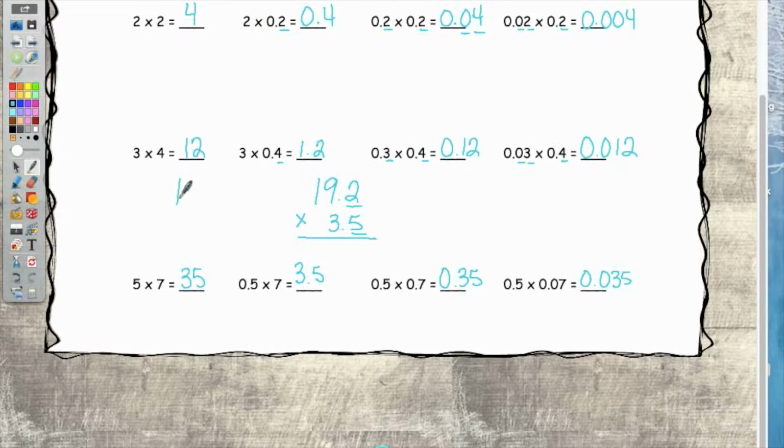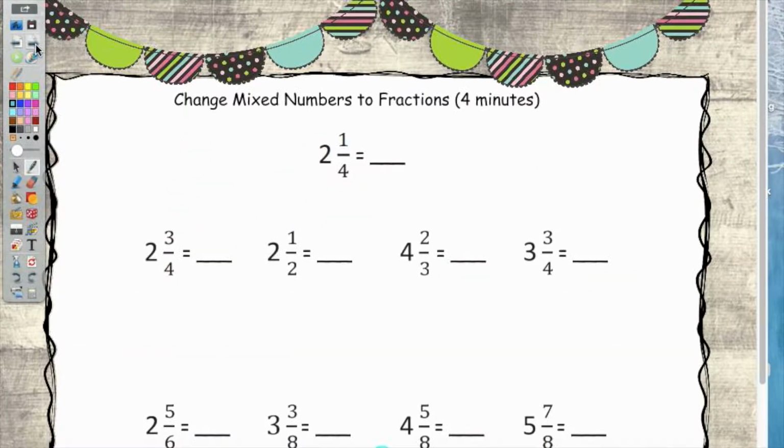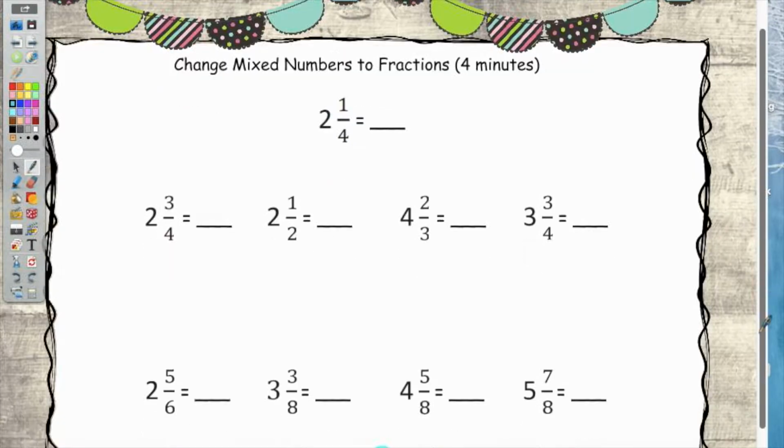What about this one? What if I had 1 and 92 hundredths times 3.5? Thousandths. Okay, why do you think it's thousandths? Because there's 3 underlined, and 3 digits to the right of the decimal is what place? Thousandths. Good job. Okay, let's keep going. So this, we've done a little bit of. We're going to practice some more today.